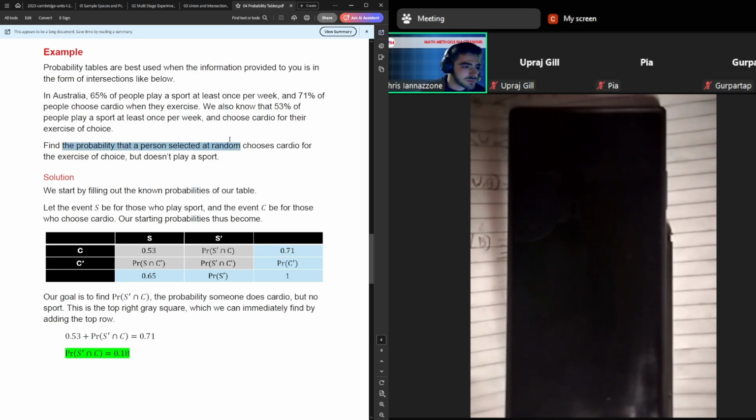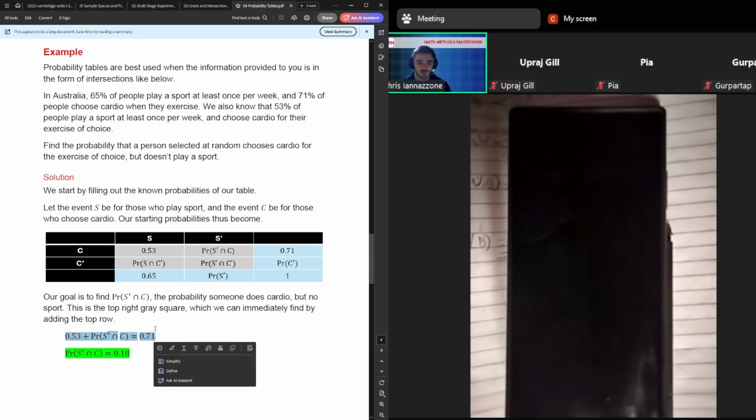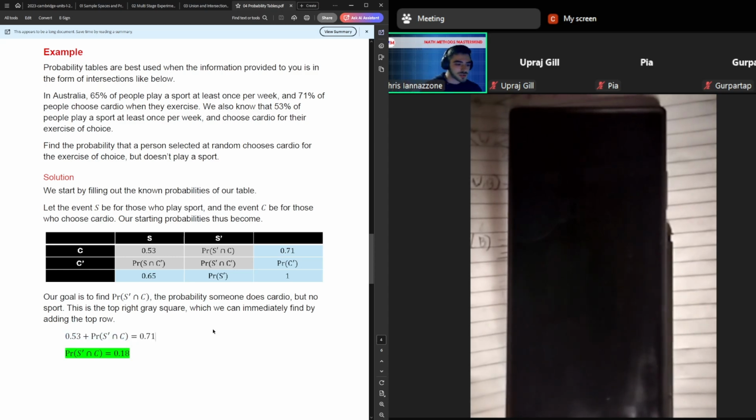In this case, we want to figure out the probability of cardio but not sport. So here's cardio, here's not sport. We want to find the intersection of those two things, so we care about this spot here. Probability tables say that this plus this needs to give this. That's what I've written here. From there, you can just rearrange and solve for what that probability would be.